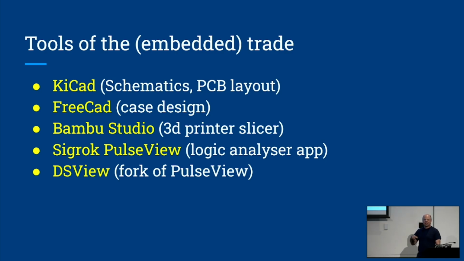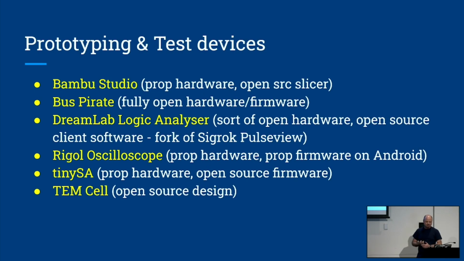For 3D printing the actual designs, I've got a Bamboo printer, so I use Bamboo Studio. It's their fork of another open source slicer, but their fork is still open source because it's linked to license. In terms of debugging hardware, which I'll talk about in a little bit, I've been using something called Sigrok PulseView, which is like the application that can talk to various hardware logic analyzers. And there's also DSView, which is one company's fork of that for their specific logic analyzer, which I've ended up using most recently.